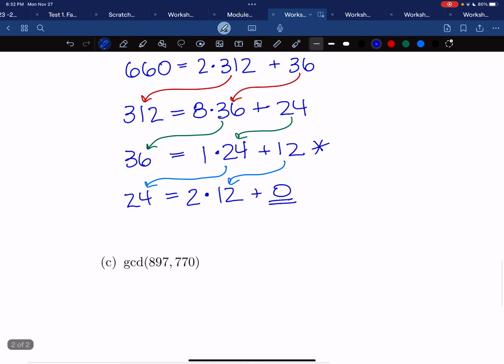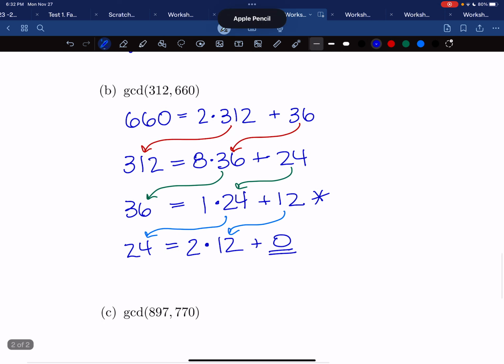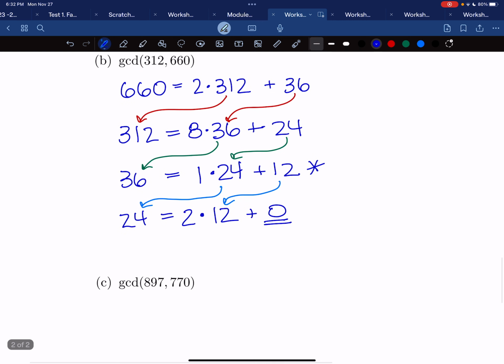And so this is 2 times 12 plus 0. So that's where we stop, and that's when we know that this is our winner. The GCD of 660 and 312, as we started, is going to be 12.